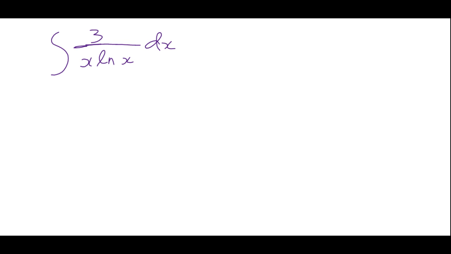Okay, so what if we have the integral of 3 over x ln x? What should u be? If we do u as ln x, then the derivative of that is 1 over x. So that's good because we got an x on the bottom there, right? So we want that. Okay, and then we got a 3, but that's just a constant, so we'll deal with that. So u is equal to ln x. Du is equal to 1 over x dx.